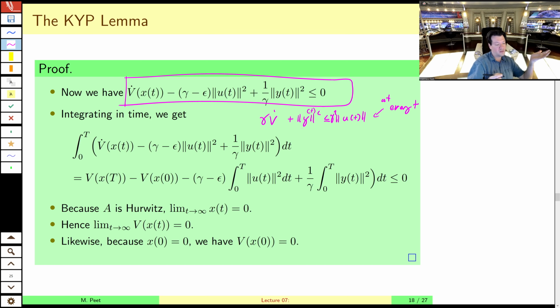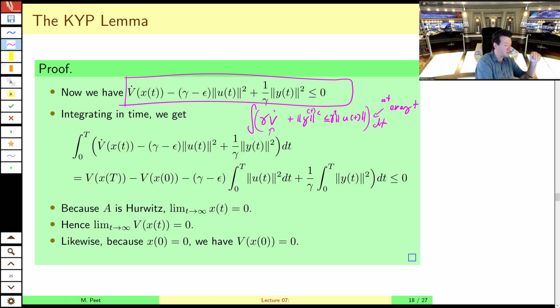But of course, we know that this is not true, right? The size of the output is not less than the size of the input at every point in time. It's just that the integral of the output is less than the integral of the input. And that's where the v comes in. It allows the output to be instantaneously greater than the input, as long as the integral over time satisfies the desired property. And so obviously the next step is to integrate the whole thing with respect to time.